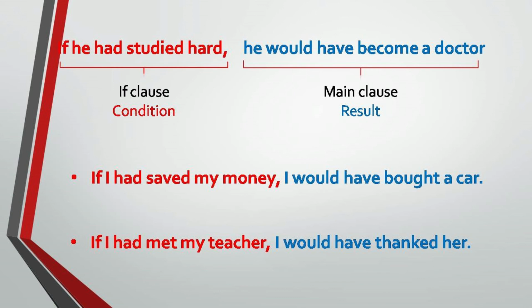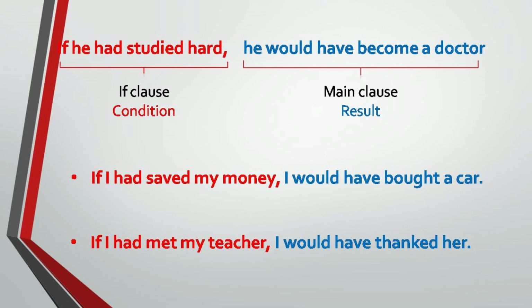In this slide I have given more examples, so you can see some examples here. In these conditionals, if he had studied hard, he would have become a doctor. Here there are two clauses. The if clause contains the condition, that is, if he had studied hard, the result would be he would have become a doctor. That shows he didn't study well. That's why he didn't become a doctor.